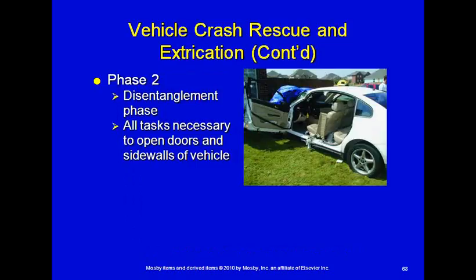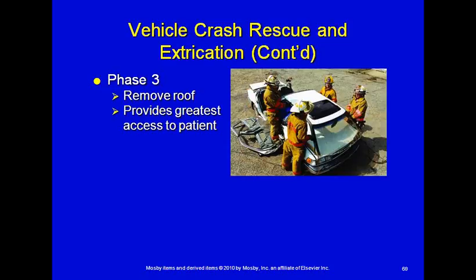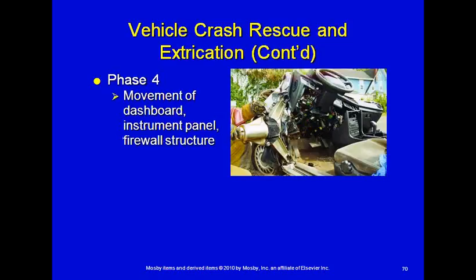Stage 2 is disentanglement, and this requires a person to open the doors. So usually both doors end up coming off so that they can access the patient to get them out. Phase 3 is to roll the roof back, and that's going to provide the greatest access to the patient. Phase 4 is movement of the dashboard and the instrument panel and the firewall off the patient.